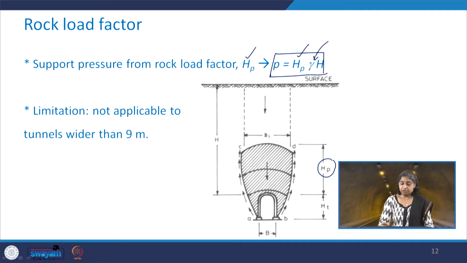Gamma is the unit weight of the rock mass here, and H is the depth of the overburden. So you see, from the ground surface to the top of the tunnel, whatever this height is, that is what we call the overburden.